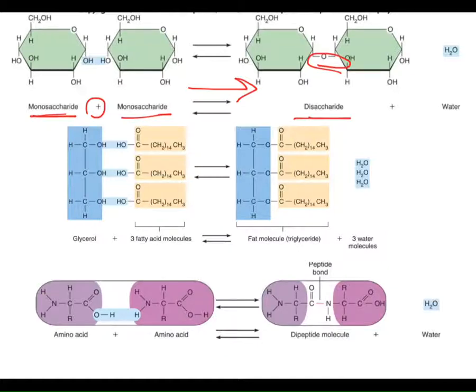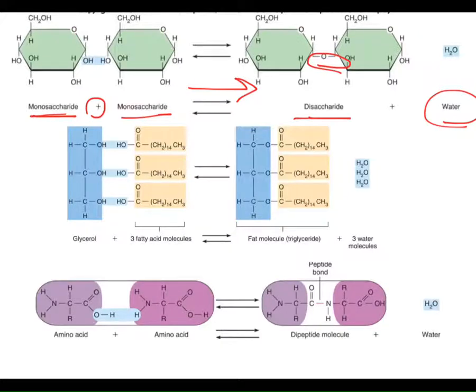Two sugars holding together, di. But look what's released. Water. When you build things like this, you actually create water. Your body is making water. In addition to the water you consume in your diet, your body's making water. As it builds things, it's putting water out.